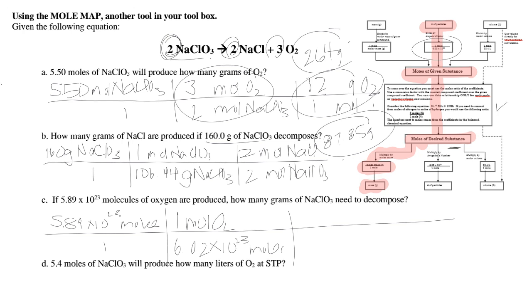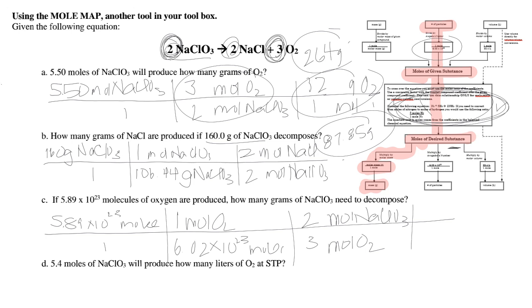Then I need to do my coefficients. So moles of oxygen come down. I want to get 2 moles of NaClO3. That's my coefficients. That's this step right here. So I have a 2 in front of NaClO3, and I have a 3 in front of the oxygen.